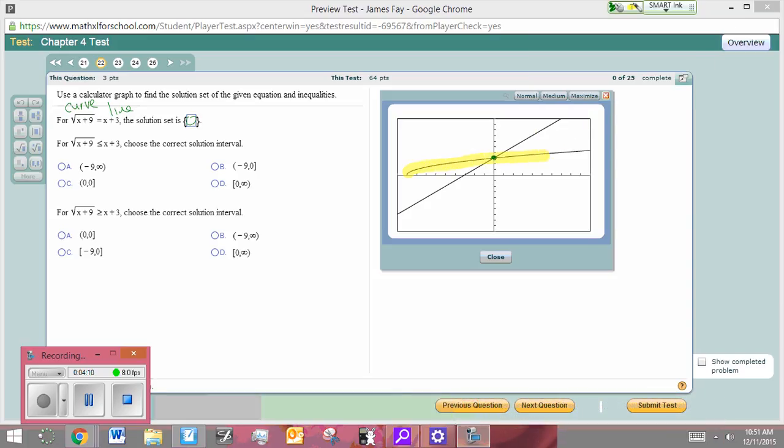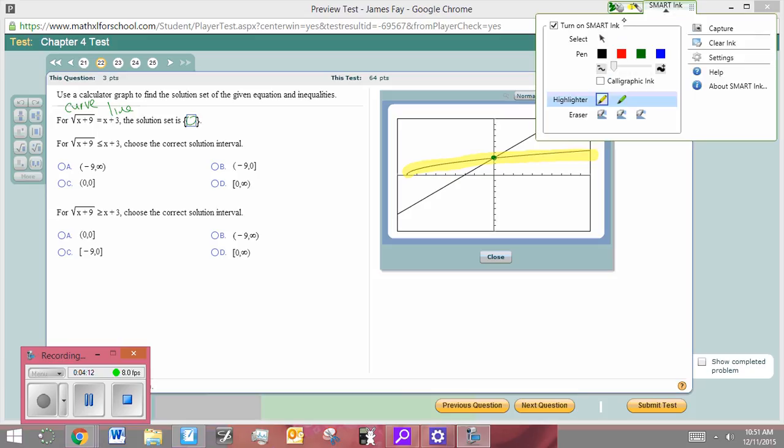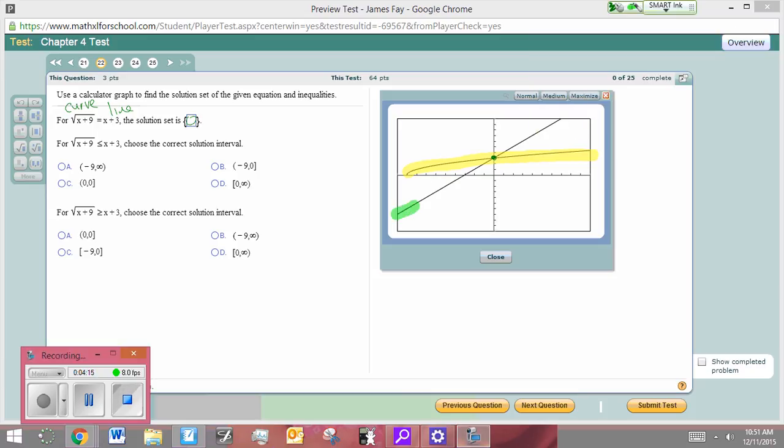They want to know when is that curve below that line. Okay, well the yellow is below the green, starting at 0 and going to the right. So 0 to infinity. So right there. They want to know, and it's below or equal to, so that's why we started at 0 and include 0.